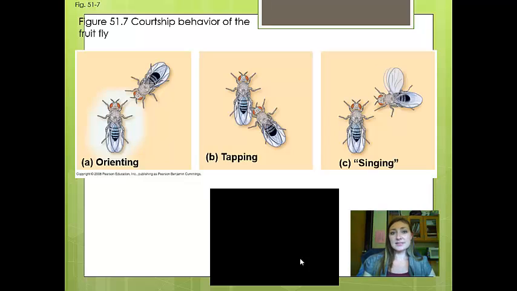Courtship behavior is considered another signal, and here we're looking at the courtship behavior of the fruit fly. So there are different phases to the courtship behavior. Here we see orienting, where they're positioning themselves to each other. There's tapping, kind of testing the waters, and there's also singing. So they go through courtship behaviors. Humans go through courtship behaviors too. Those are signals that one member of a species is trying to convey to another.